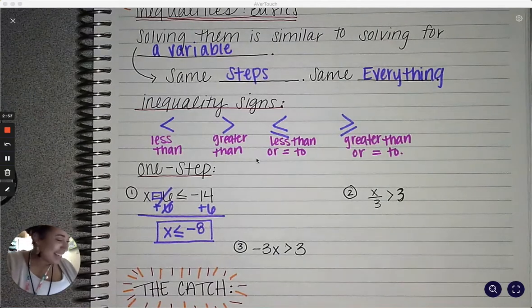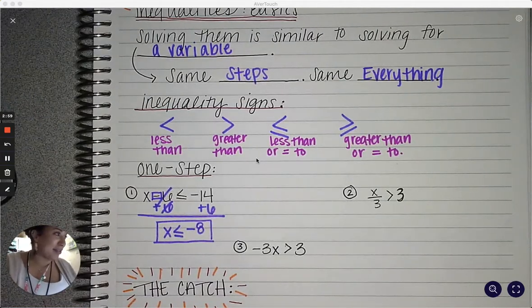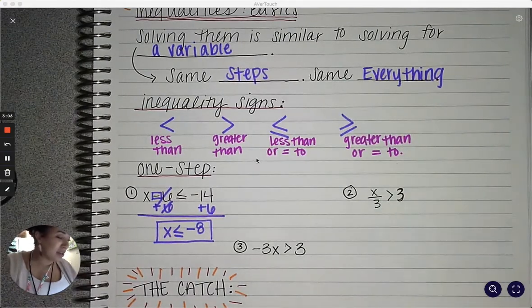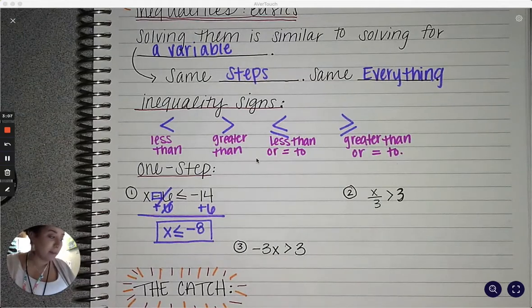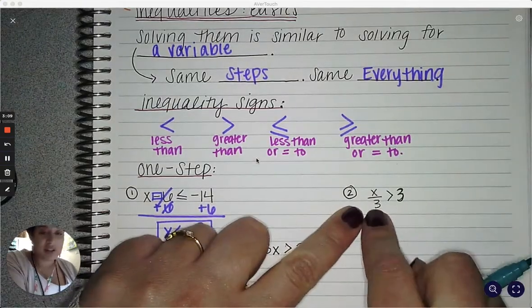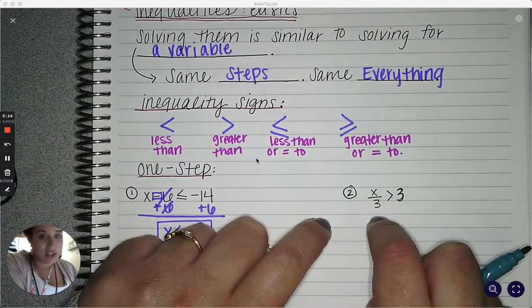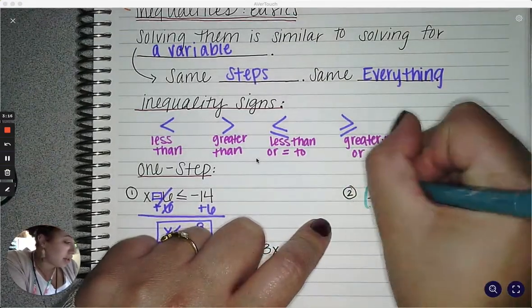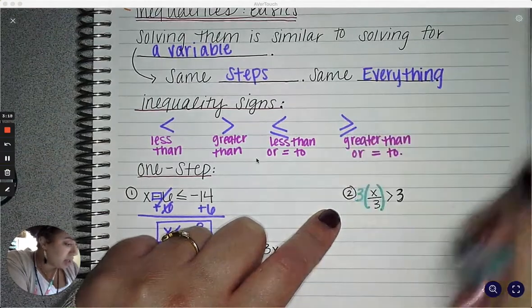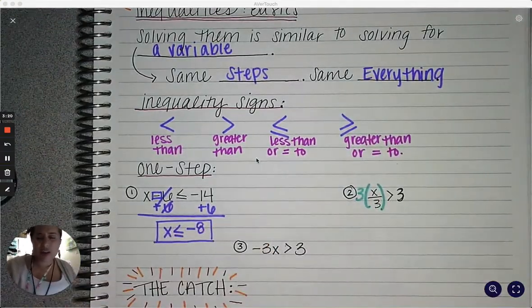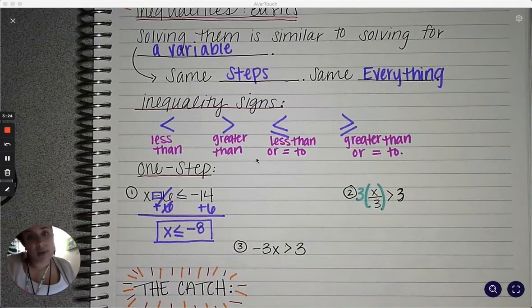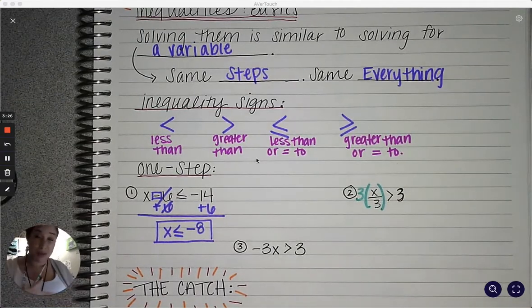Okay, looking at, and I know some of you are like, oh my gosh, she said so far. Looking at example number 2, we have x divided by 3 is greater than 3. Okay, so whenever there's a fraction, that's a division problem. The opposite of division is multiplication. So I know that I'm actually going to multiply by 3. So how did you know which one to multiply by? We multiply by whatever we divide by. So if we divide by 3, we have to multiply by 3.